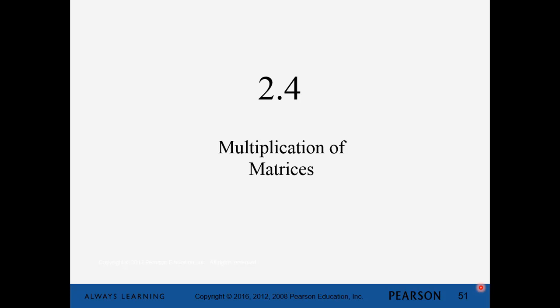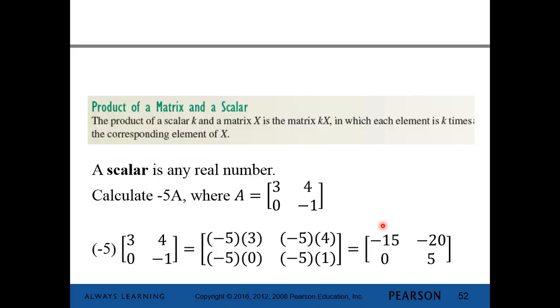Okay, welcome back, and today we are going to discuss matrix multiplication. We're going to start with the basic type of multiplication, which is scalar multiplication. Scalar multiplication means we're going to multiply a matrix by some real number, which we call a scalar. Again, in matrix algebra, we call real numbers scalars.